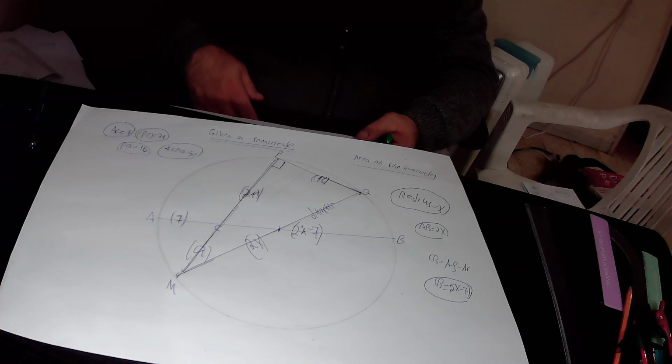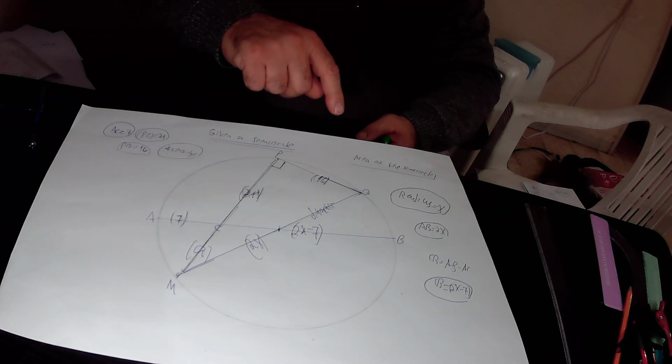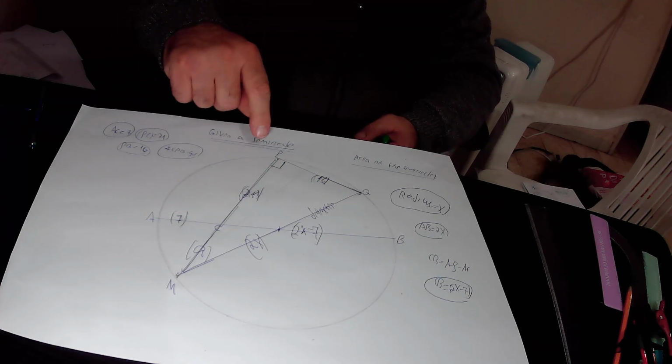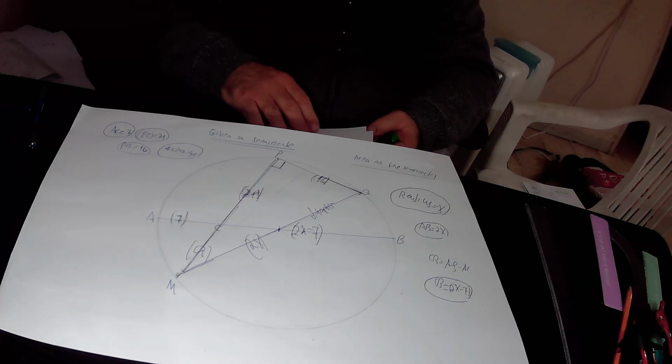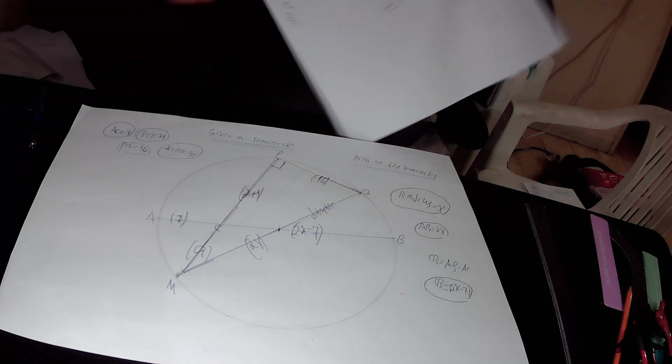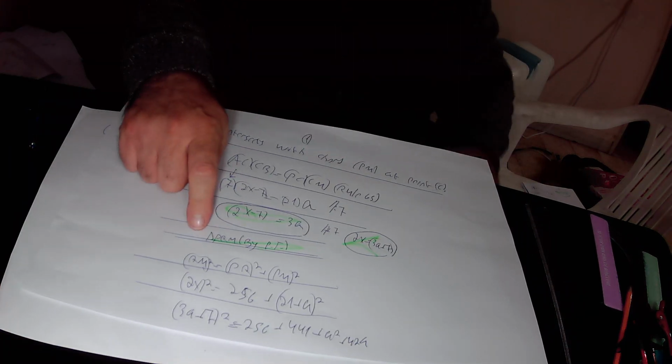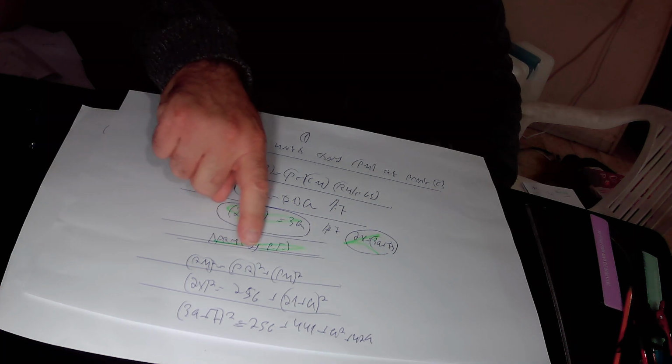So in this right triangle MPQ, according to the Pythagorean theorem, QM squared, that is the square of the hypotenuse, equals PQ squared plus PM squared. Again, in this right triangle PQM, QM squared, the square of the hypotenuse, equals PQ squared plus PM squared.